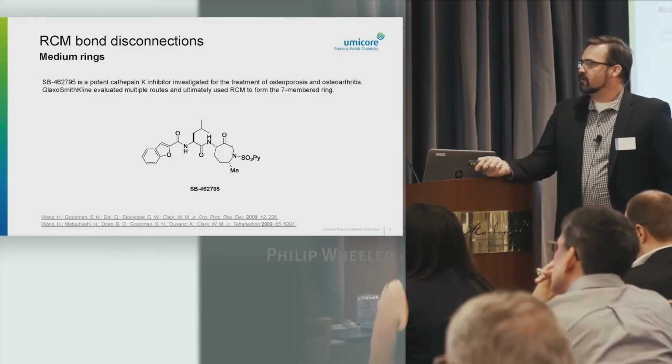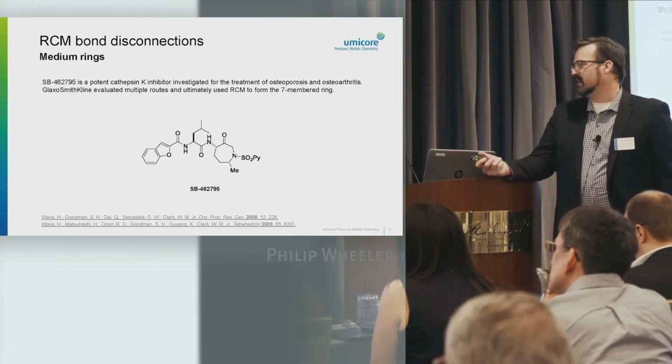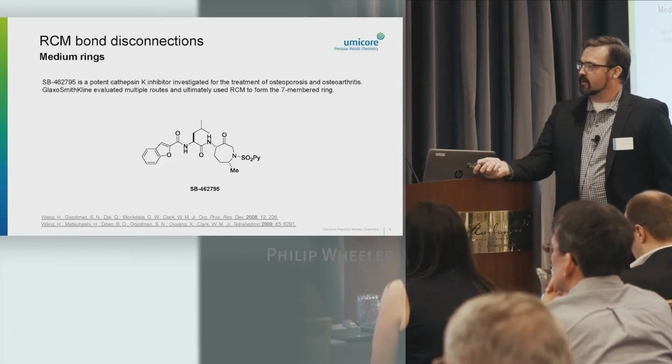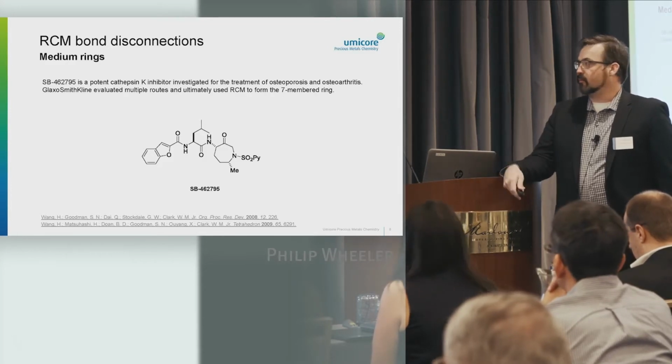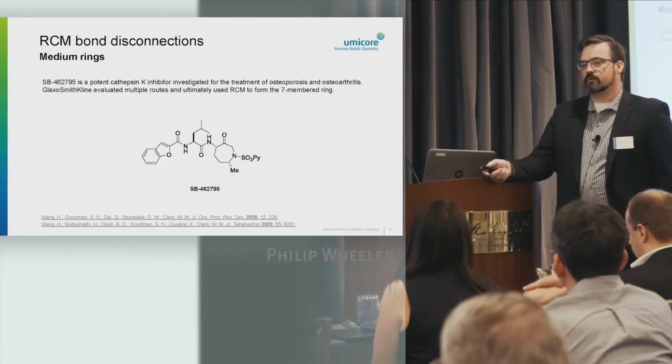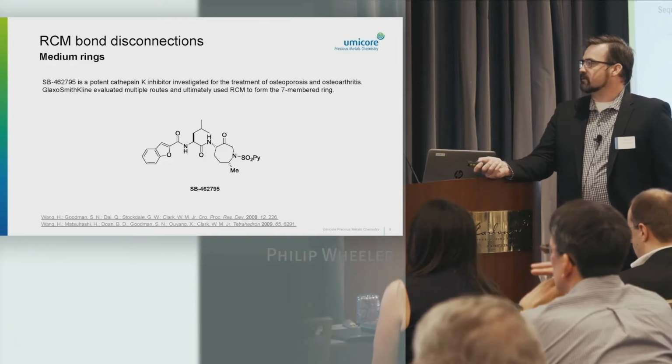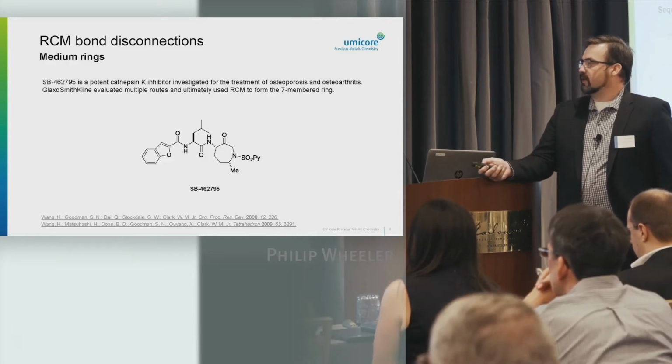But if you look at this molecule, it's not quite so obvious. Maybe you can see this long carbon chain and think, okay, I guess you could do an RCM there. But there's plenty of other places you might think about disconnecting this 7-membered ring. They did look at, of course, multiple routes, and ultimately the RCM is what was used on 80 kilo scale, which, shown here, is the 7 kilo scale, to deliver the candidate.